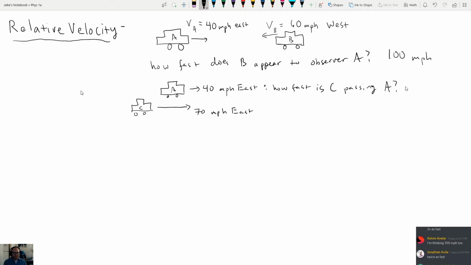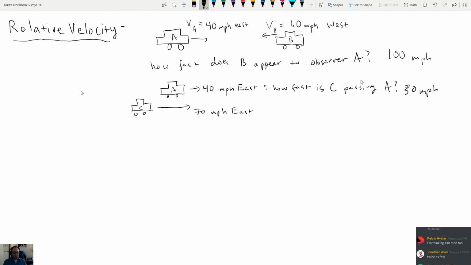30, exactly. So that's the rate at which C is approaching and passing car A, right? 30 miles an hour. This person is 30 miles an hour faster, so that's the rate at which they're going to overtake and pass them, right? So for that, you took this velocity and you subtracted this velocity, right?